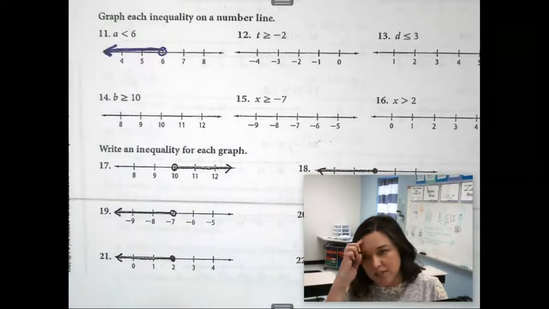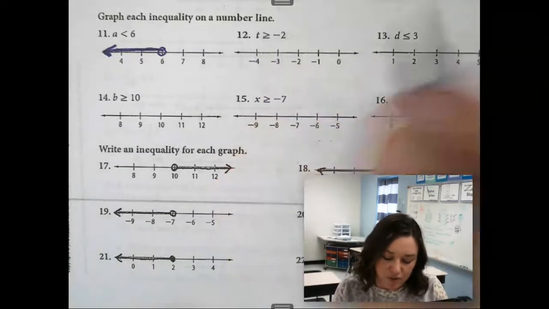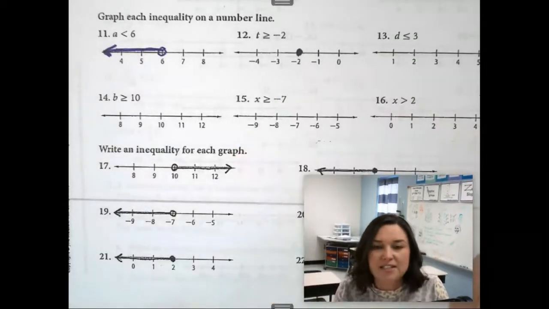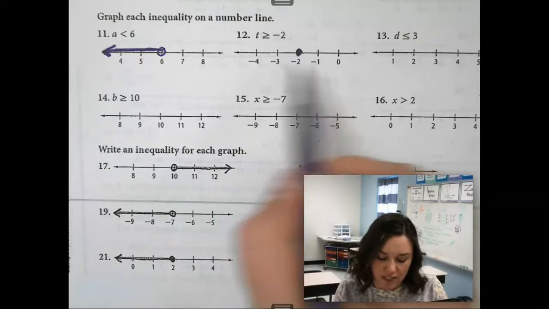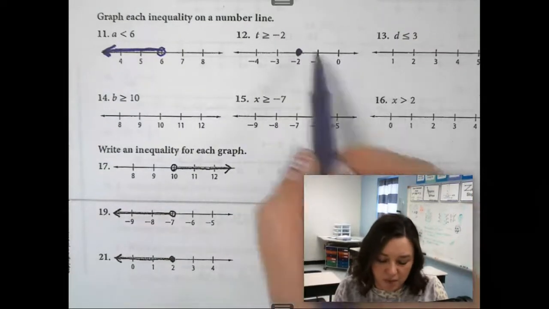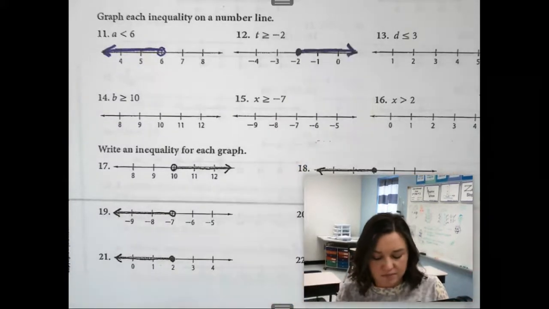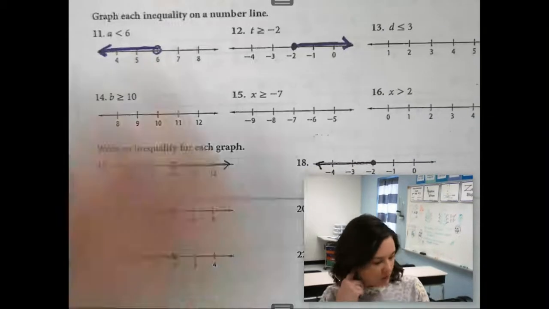Let's also look at number 12. It says T is greater than or equal to -2. Well, remember that equal to means a closed circle, and it says T is greater than or equal to -2. Well, which numbers are greater than -2, -3 or -1? It will be the ones to the right, greater than. So you're going to try a couple more of those. Once we finish here, I'll tell you which ones.